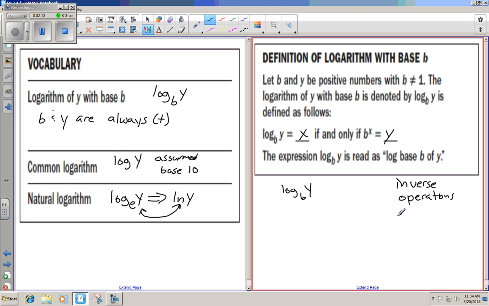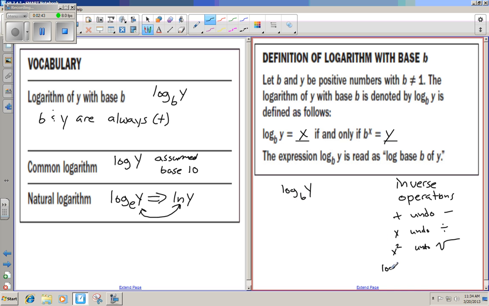So, rewinding from a long time ago, plus undoes minus, and vice versa. Multiplication undoes division. And for x squared, you undo a square power with a square root. Right? Logarithms have an inverse operation.